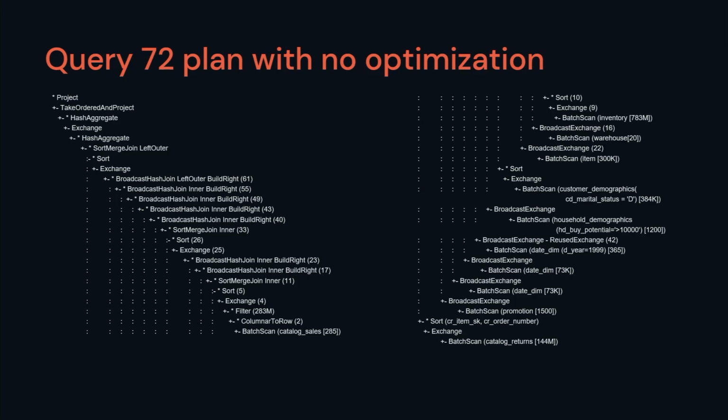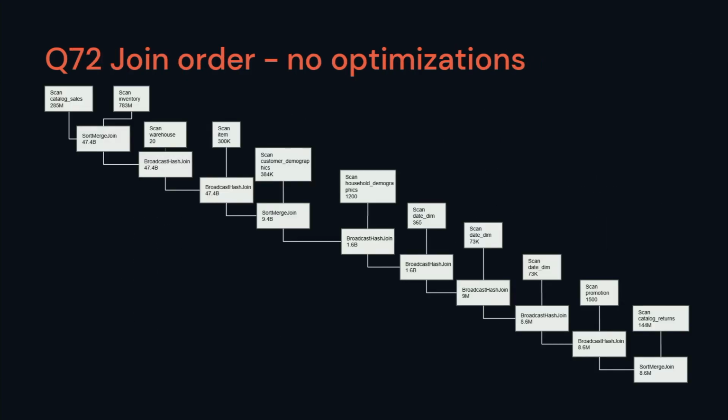This is what the plan looks like. Without any of the cost-based optimization in play, this plan actually looks exactly like the query was written. Here's how it looks visually. It's a little bit easier to read. And like I said, the catalog sales table and the inventory table are joined first.